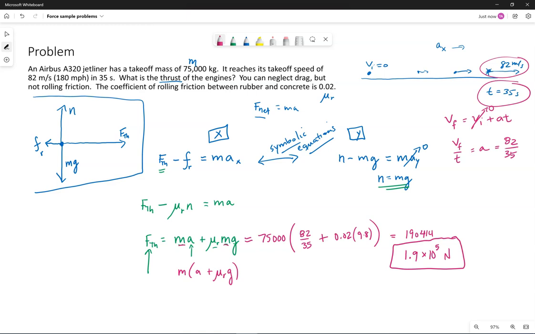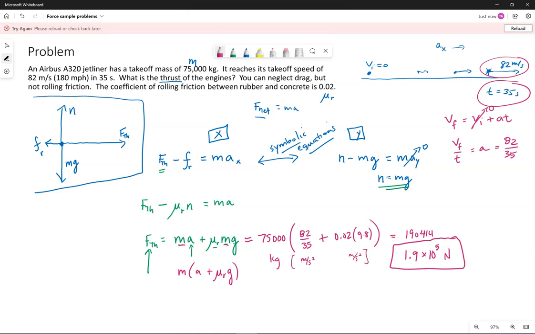But just to prove that to yourself, the mass we have here is kilograms. Acceleration, meters per second squared. And that's true for the second term as well. G has units of meters per second squared. A kilogram times meter per second squared is a newton. So we do have the appropriate units for force.